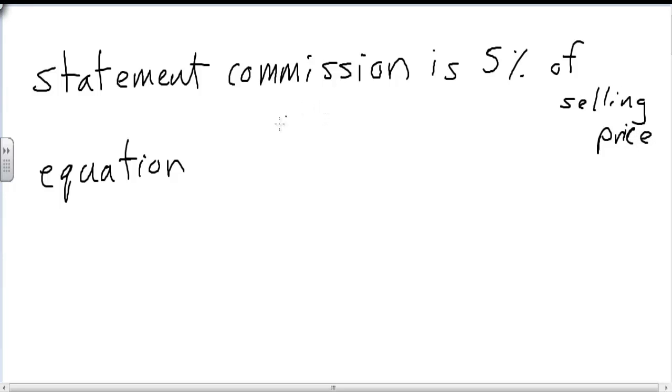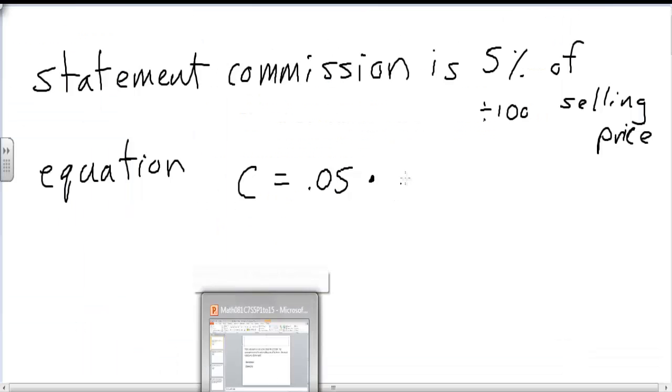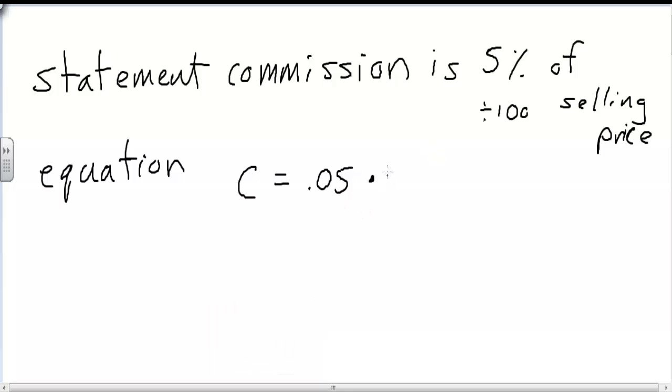So commission is what I want. I'll interpret that as my variable. I'll call it C. "Is" is interpreted as an equal sign. 5% I want to use, but I can't use it as a percentage in my equation, so I need to change it to a decimal, which means I'll divide by 100, the effect of which is to move the decimal point 2 spaces to the left. So now I have 0.05. "Of" is interpreted as a multiplication sign, and the selling price was $125,000.